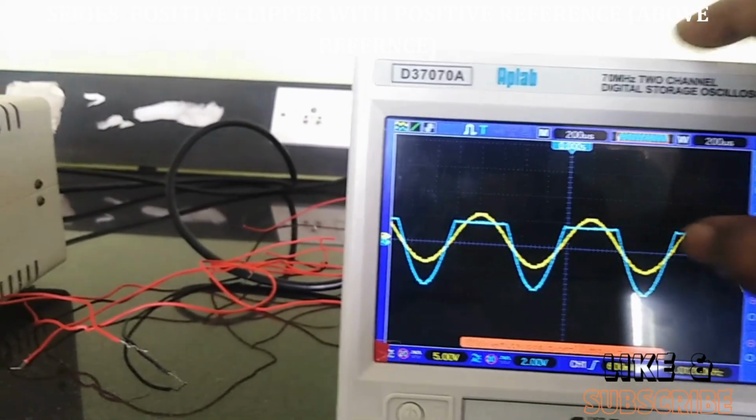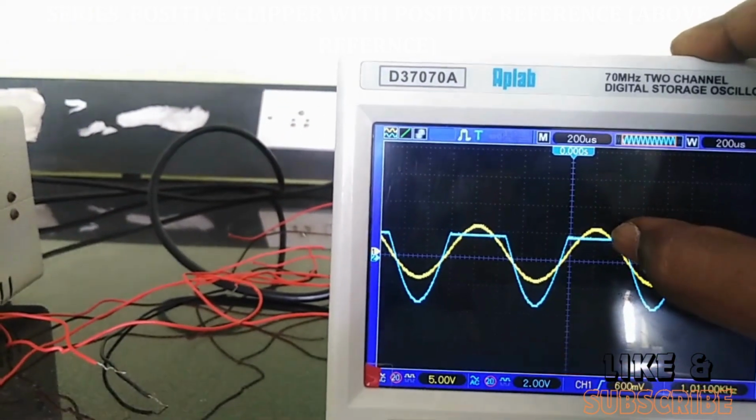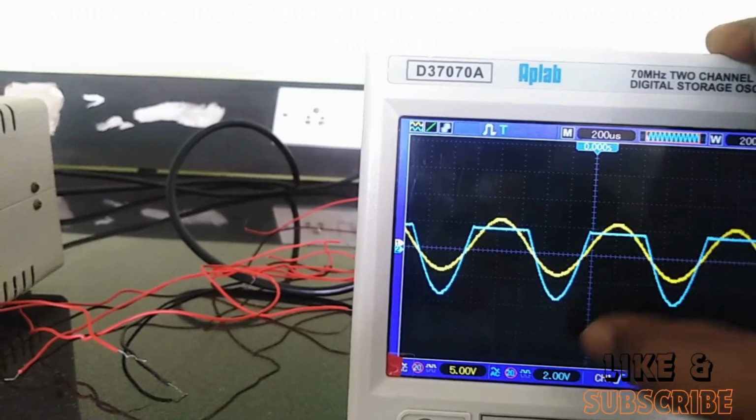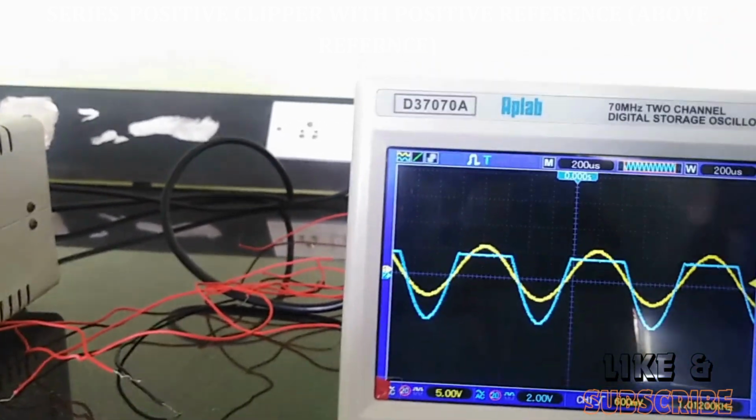Yes, of course it's clipped off. It covers only one box during the positive cycle. 1 into 2, 2 volts clipped off.